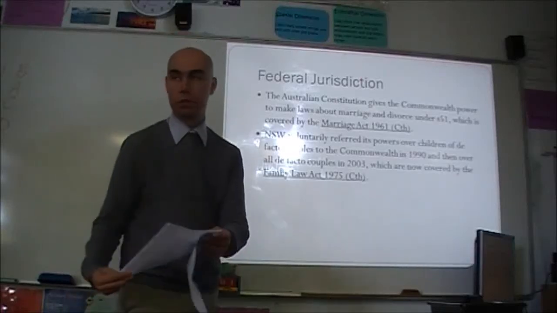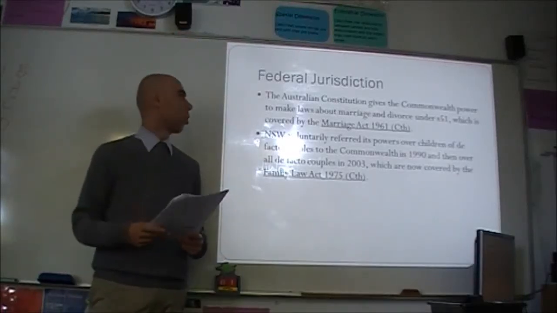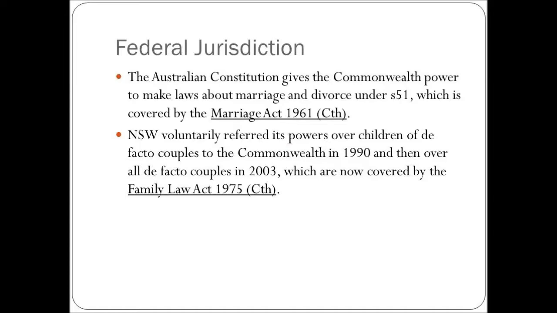State versus federal jurisdiction. We're going to start with what goes to the Commonwealth government. The Australian Constitution gives the Commonwealth powers to make laws about marriage and divorce under Section 51. Okay, it is not a state power. It is given to the Commonwealth. And the Commonwealth then covers that with the Marriage Act 1961. So in terms of marriage, that's the key piece of legislation that you want to be looking at and citing.